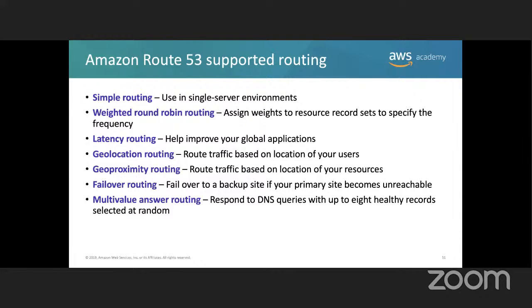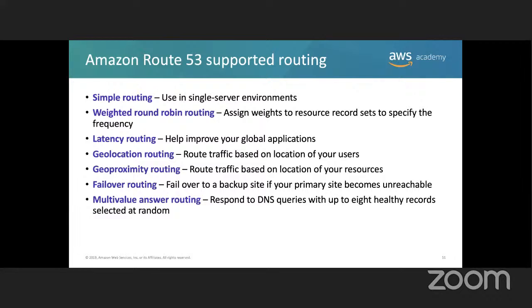Okay? So latency routing helps improve your global applications. You use that when you have resources in multiple AWS regions and you want to route traffic to the region that provides the best latency, right? Latency routing works by routing your customers to the AWS endpoint, for example, an EC2 instance, elastic IP addresses, or load balancers, that provides the fastest experience based on actual performance measurements of the different AWS regions where your applications run. Okay, that's latency routing.